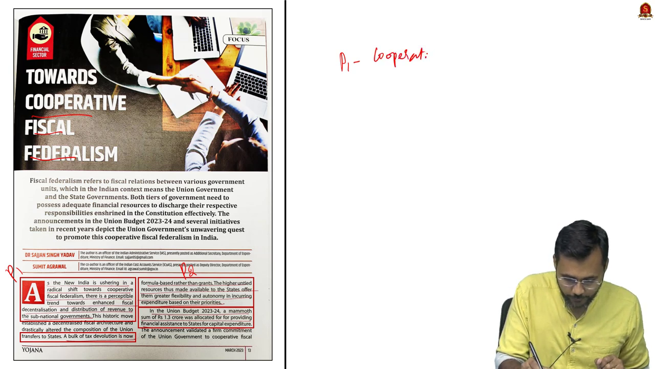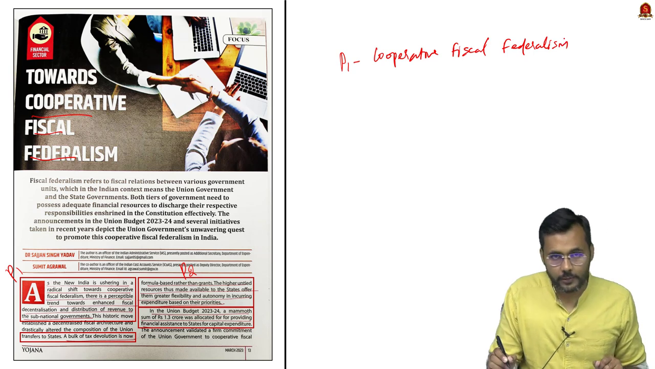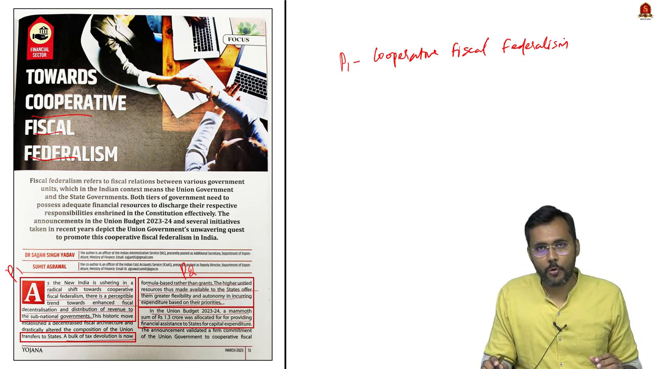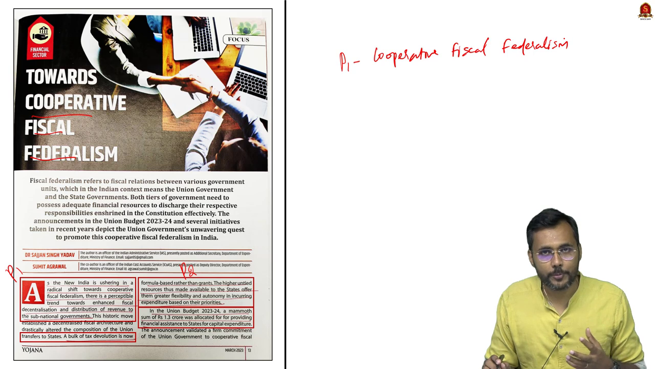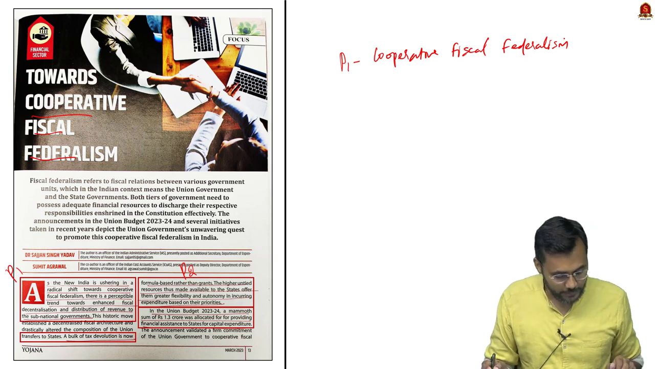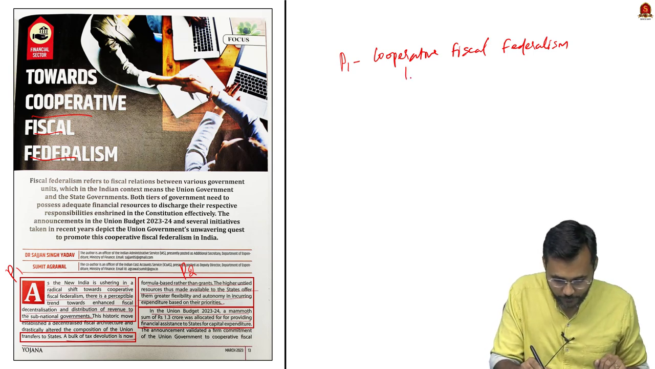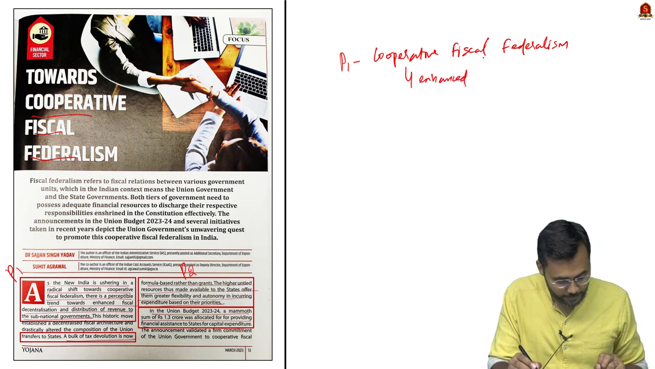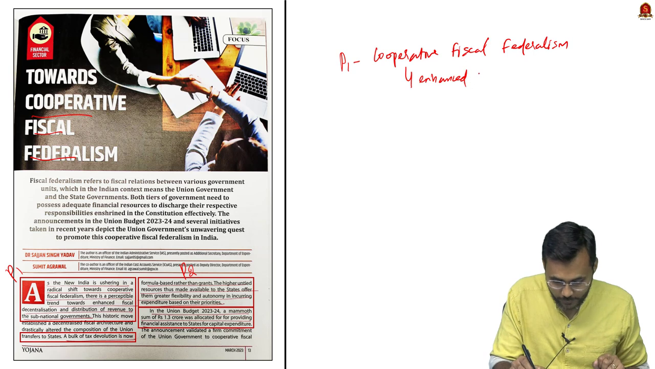cooperative fiscal federalism. The name itself says that federalism should be more based on cooperative nature, especially in the concept of finance. And this is being enhanced. The first paragraph says that it is being enhanced by means of fiscal decentralization.